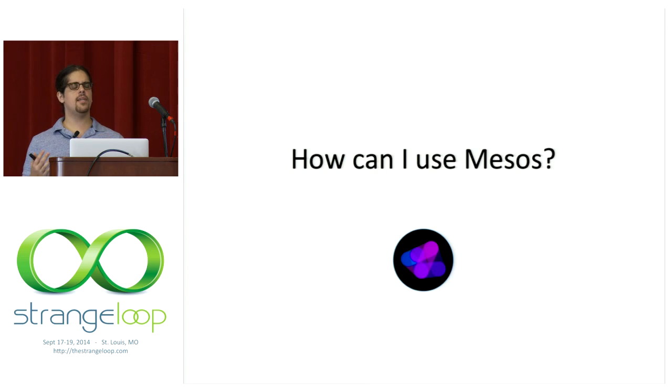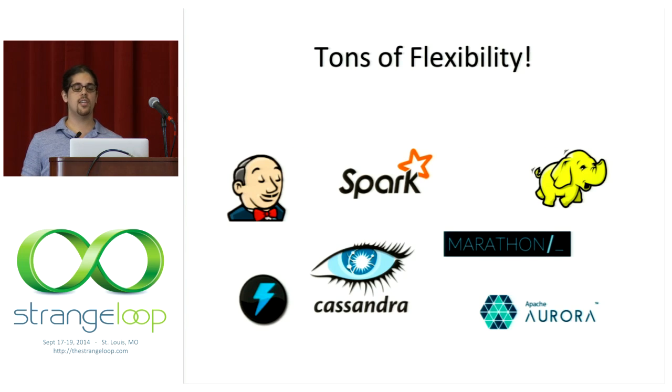So now that we've seen how Mesos is like an operating system, let's see how you can use it without writing any code. There's tons of flexibility available for open source applications that already run on Mesos. I've just put the logos of a few of them here. Things like Jenkins, Spark, Hadoop, Storm, Cassandra, and also applications that were developed specifically for Mesos, like Marathon and Aurora. There are many more, but we'll only talk about a few of them today.